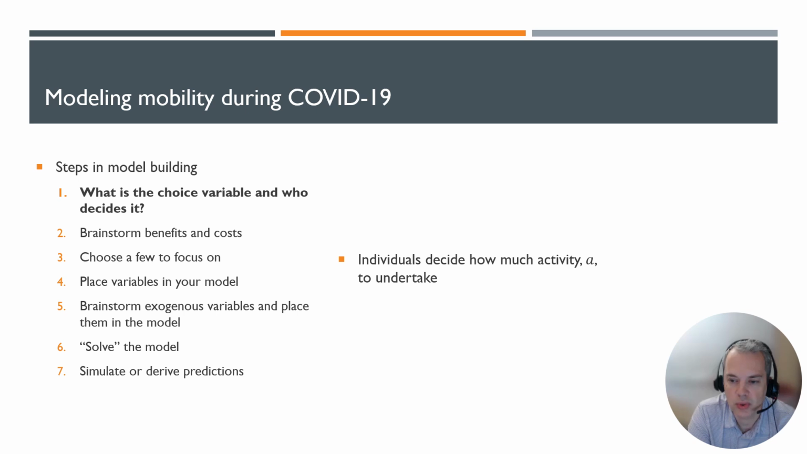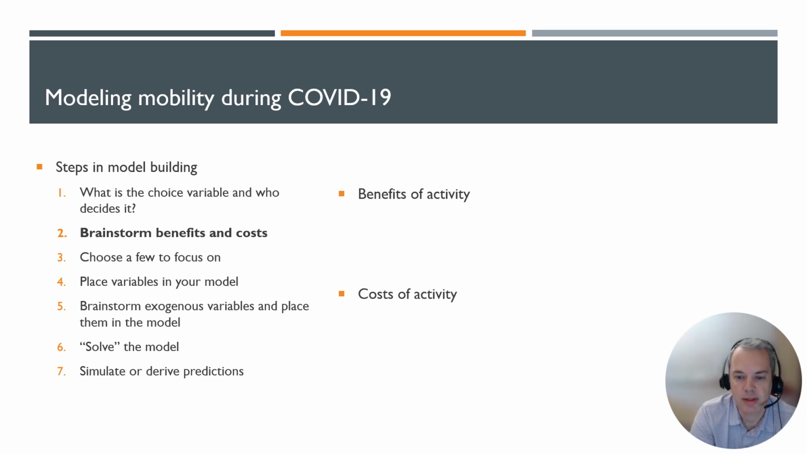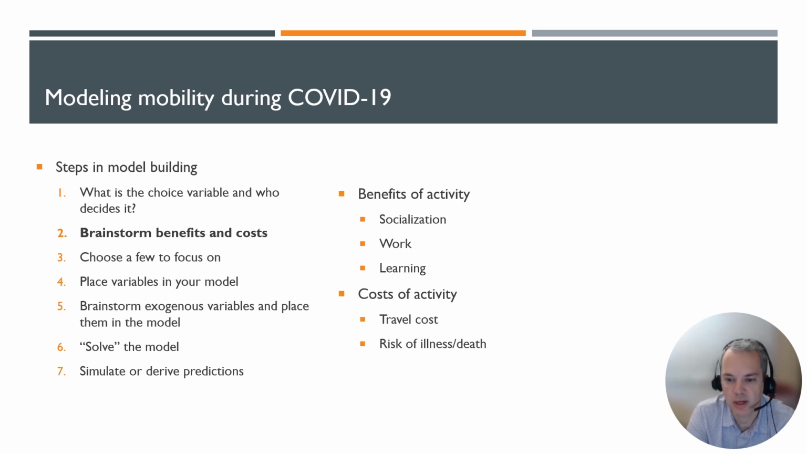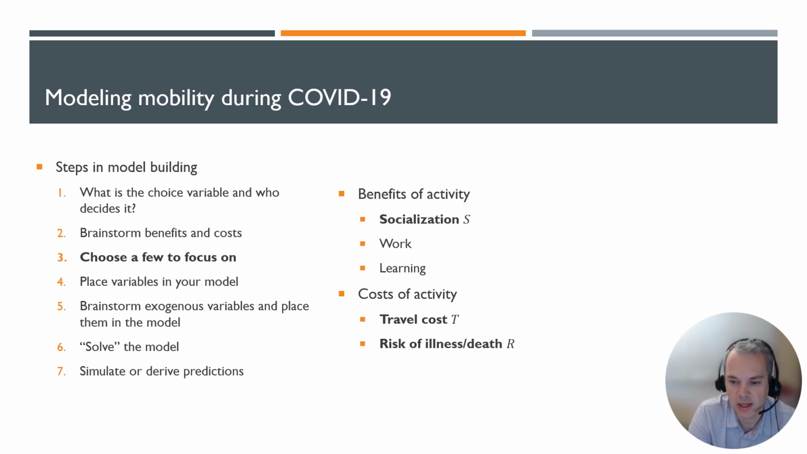So individuals decide how much activity, I'm going to call that lowercase a, they're going to undertake. Let's think about some benefits and costs. On the benefit side, we have socialization, work, learning. On the cost side, travel costs and the risk of illness or death. We're going to focus in on socialization, which we'll call capital S, travel cost, capital T, and the risk of illness or death, capital R.